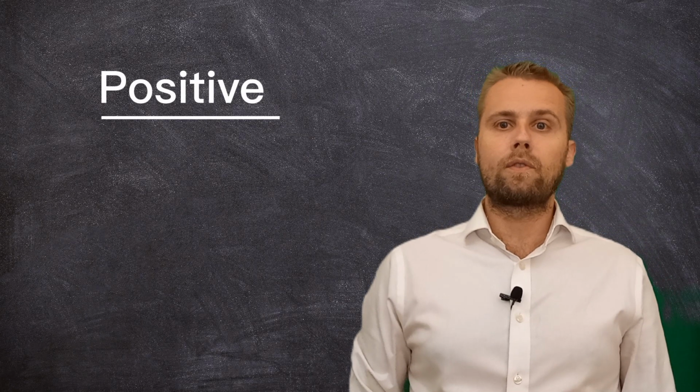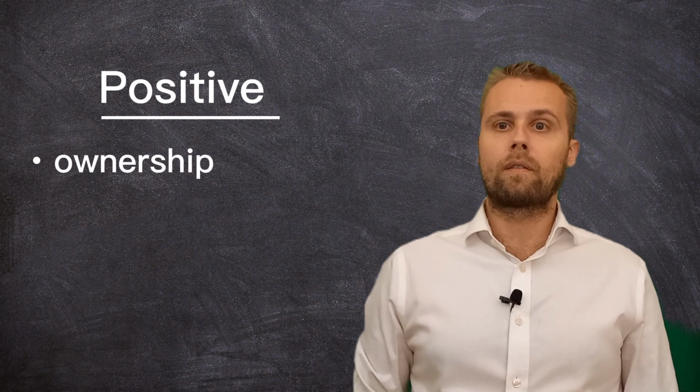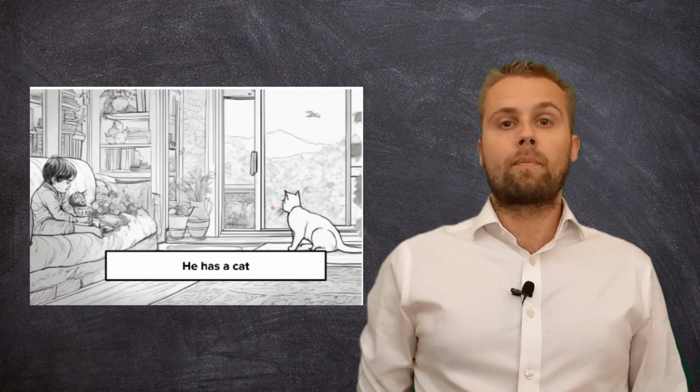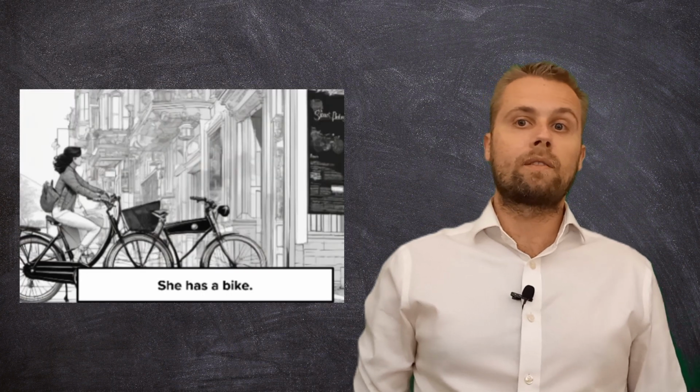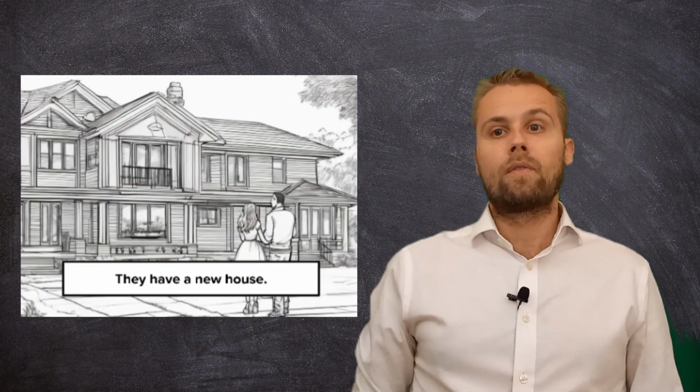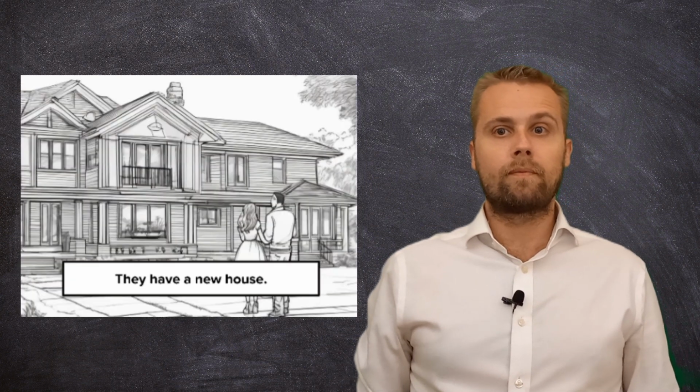We use have to show that we own something or possess something. For example, he has a cat. She has a bike. They have a new house.